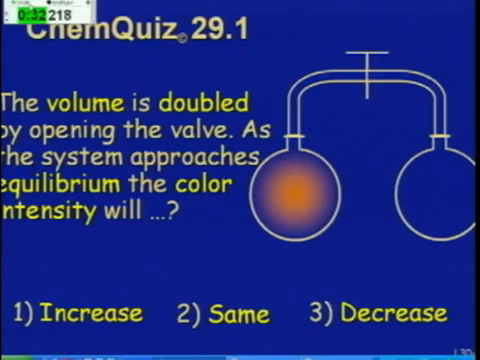This is brown here, and this is colorless. And they're both in there. I tried to tell you that you can't see the colorless because the brown sort of dominates the system in terms of color.